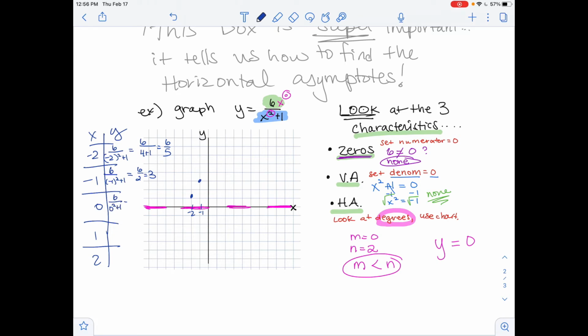6 over 0 squared plus 1, well, that's just 6 over 1, which is 6. So at 0, it's at 6. Okay. 6 over 1 squared plus 1 is 6 over 2, which is 3 again. So when x is 1, y is 3. And then when x is 2, 6 over 2 squared plus 1, we get 6 over 5 as well. So it's going to look like this. It looks like this kind of graph. Okay? And it's going to follow that asymptote.